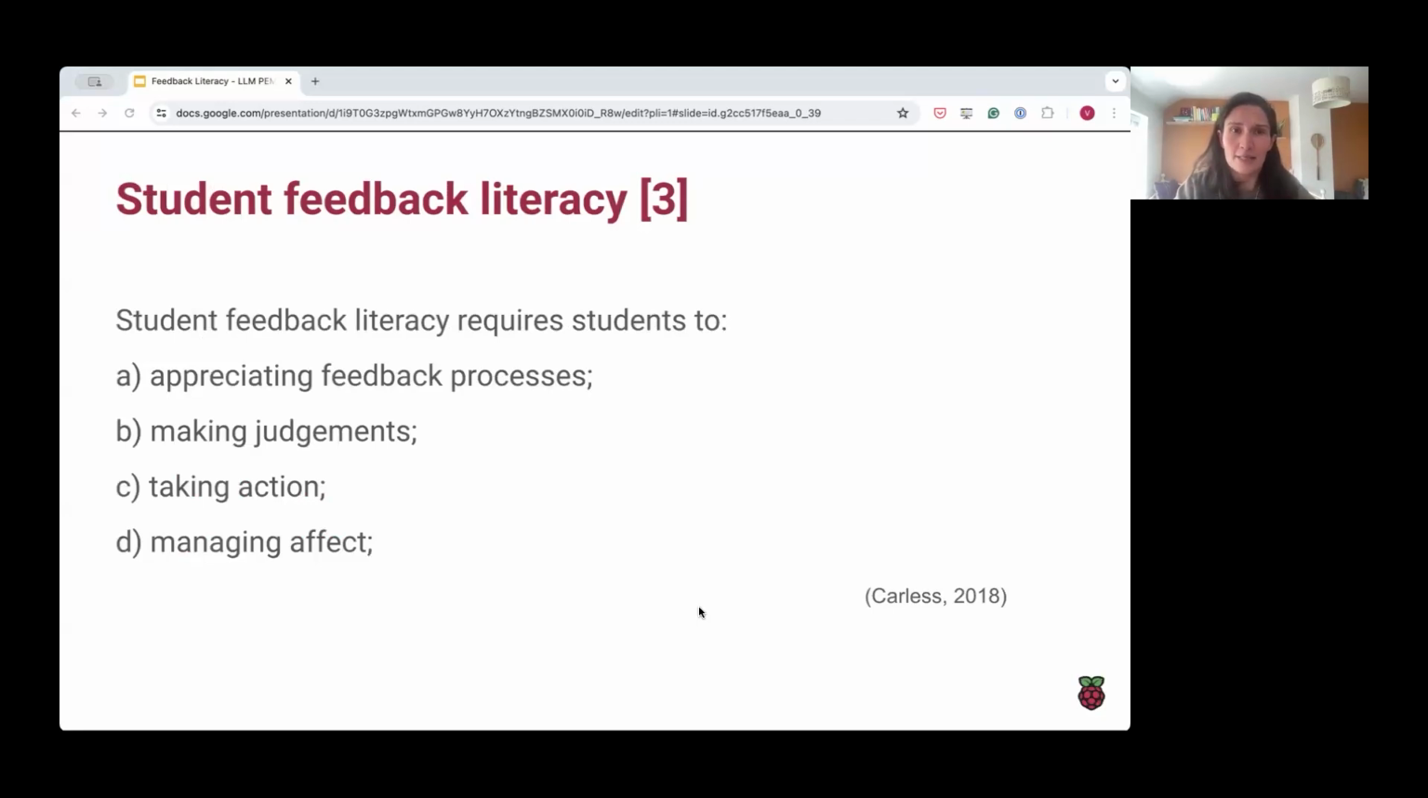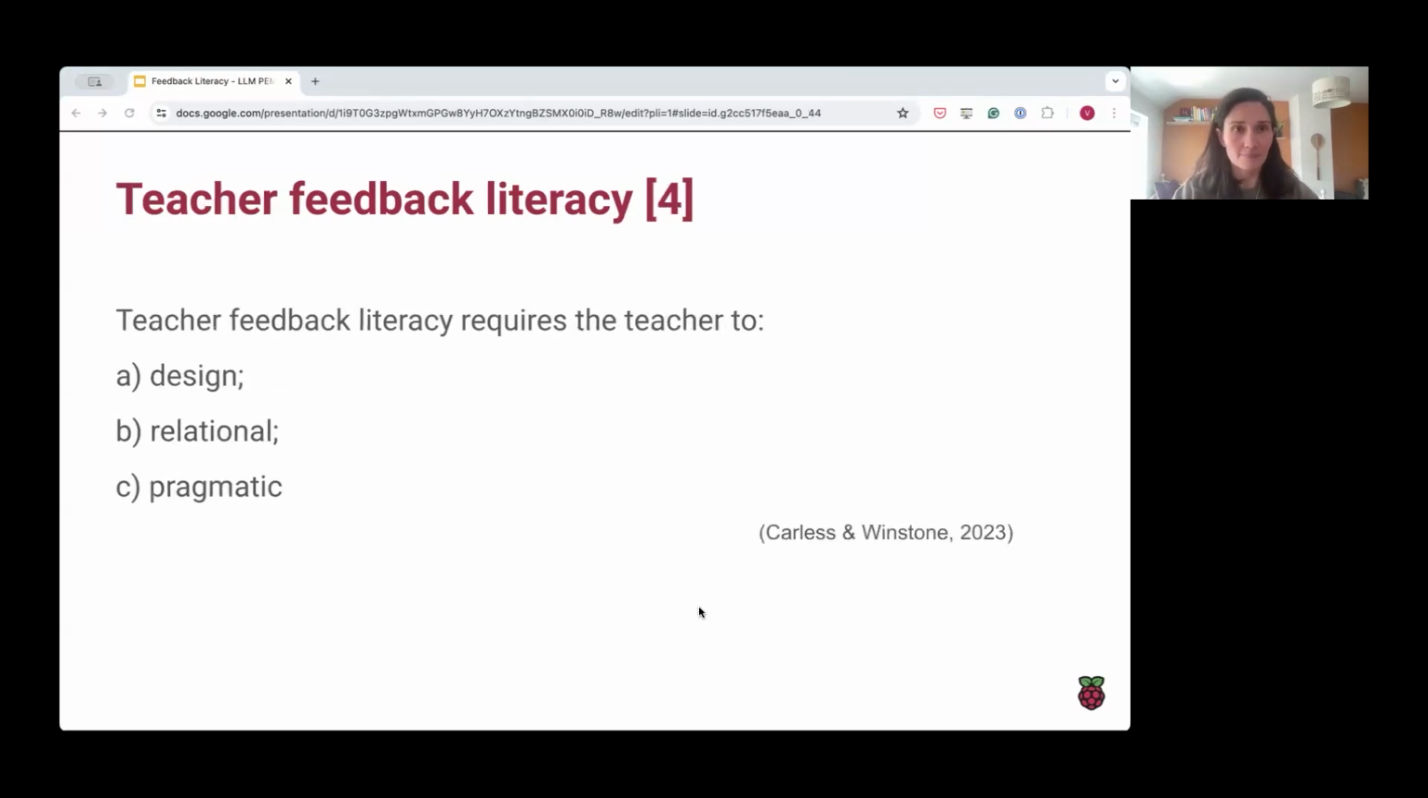And alongside feedback types, from a student perspective, we have these capabilities and dispositions students need in order to use the feedback effectively. And these competencies are formalized by Carless as students being able to appreciate feedback processes as a two-way event where they hold some responsibility, making judgments, so understanding what the feedback is in connection to their task, taking action, acting on that feedback in order to move on, and managing affect, so managing the feelings that come with either positive or negative feedback.